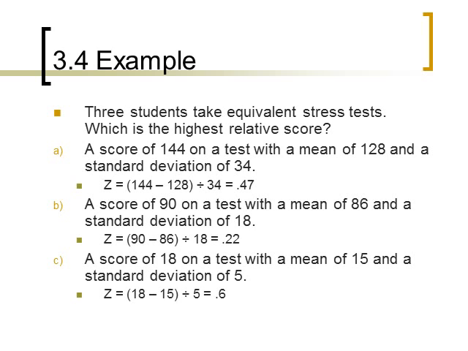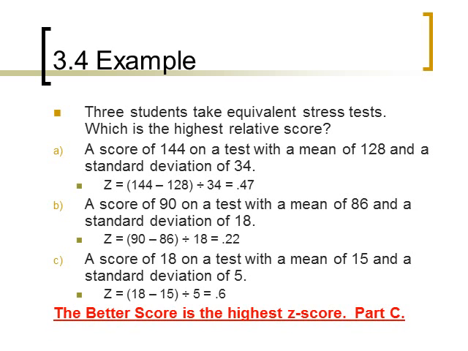So, who had the highest relative score? If you compare the 3 numbers of 0.47, 0.22, and 0.6, which one is highest above 0, or furthest from the mean? We would answer that the student in part C actually had the highest score. 0.6 is the highest value, that's the highest relative z-score.